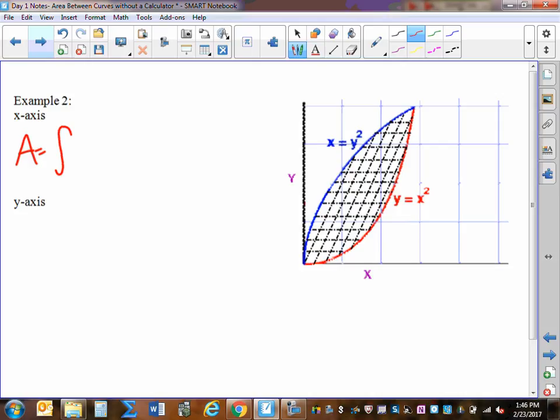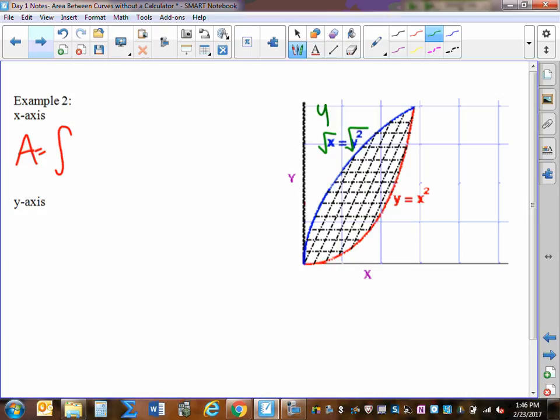X equals y squared. Now, in terms of x means that whatever I need to put into my integral needs to be in terms of x. So I can't put y squared in here. Rather, I need to figure out what this is in terms of x. So how would I solve for y here? What would I need to do? Take the square root of both sides.